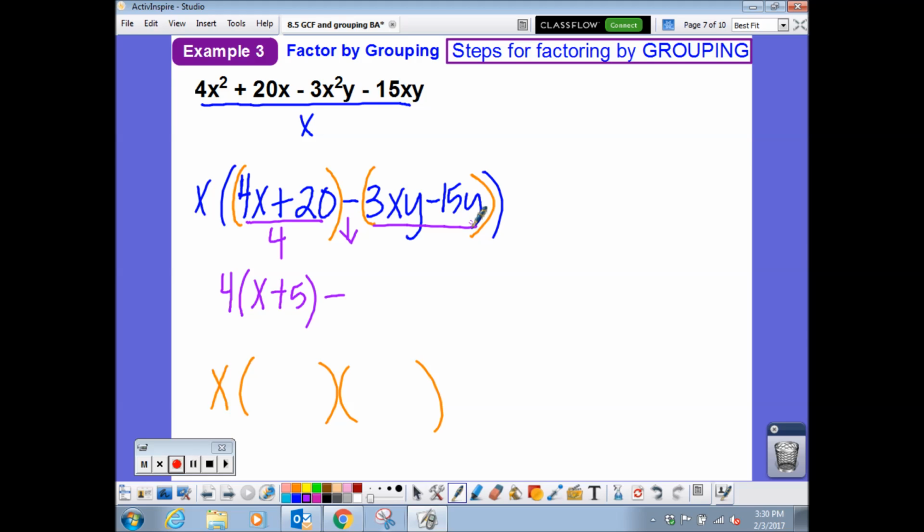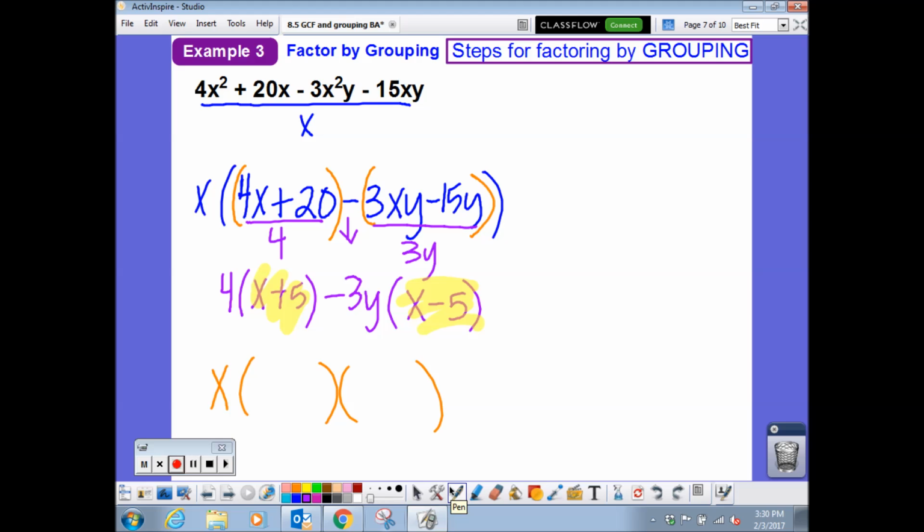So the second group has a 3 and a y. Okay, so I'm going to write that down that I'm bringing that out. Now here's where this gets a little tricky, because it's easy to look at this first term and say, okay, well 3 divided by 3 is 1, the y's cancel, so I am left with x. But notice what happens if I take negative 15 and I divide it by 3. That leaves me with minus 5. And we just talked about on the last slide that these two parentheses need to match. Well, plus 5 and minus 5 don't match.